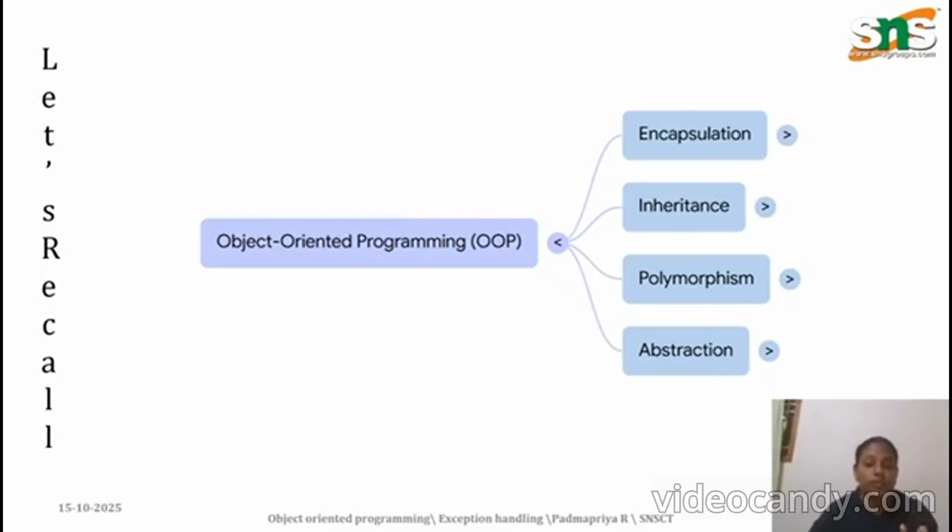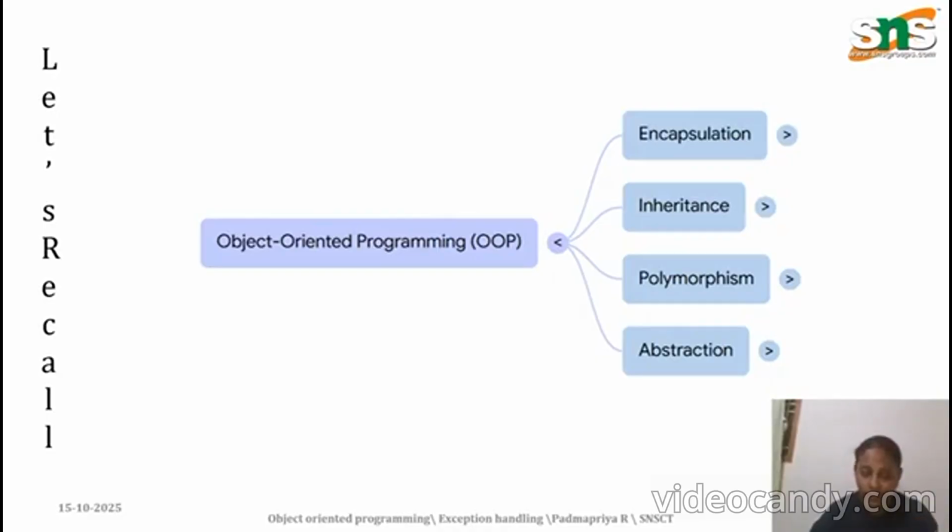That is the OOPS concept. There are four main pillars of the OOPS concept: encapsulation, inheritance, polymorphism, and abstraction. These are the four important topics of the OOPS concept. We have already seen encapsulation and inheritance.